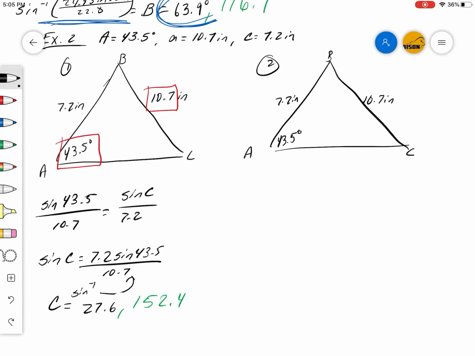When I put that information up here on my picture, in picture 1, angle C is going to be 27.6 degrees. But over here in picture 2, it's going to be 152.4 degrees. Finishing out triangle 1, I'm going to find angle B by subtracting the other two from 180. So 43.5 and 27.6. That gives me 108.9.